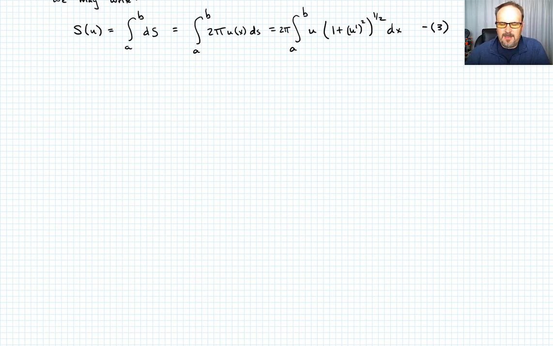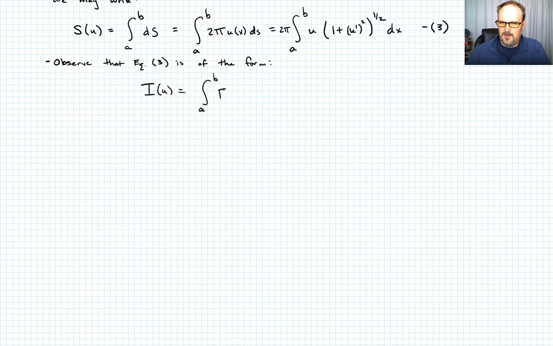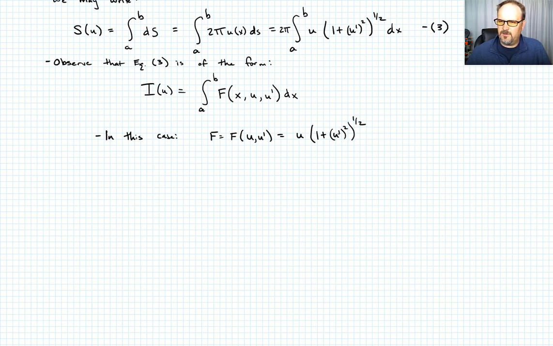So we look at equation 3 and we make the observation that it's in the form of a functional like we've defined before. And that form, remember, was I of u is equal to the integral from a to b of some integrand f as a function of x, u, and u prime dx. So we observe that this is the right form, and so we know what the Euler-Lagrange equation is. In this case, we can compare equation 3 to this form and see that f is really a function of only u and u prime, and this turns out to be u times the quantity 1 plus u prime squared, to the 1/2. That's what f is equal to.